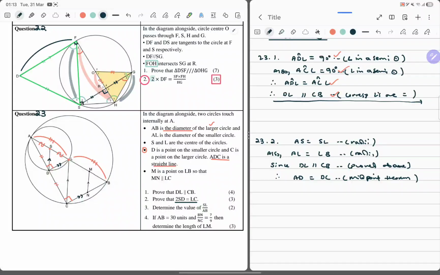I think I should have started here actually and brought that one later, but hey, we're done. We are going to say now, therefore, we can say therefore SD must be parallel to LC as well.